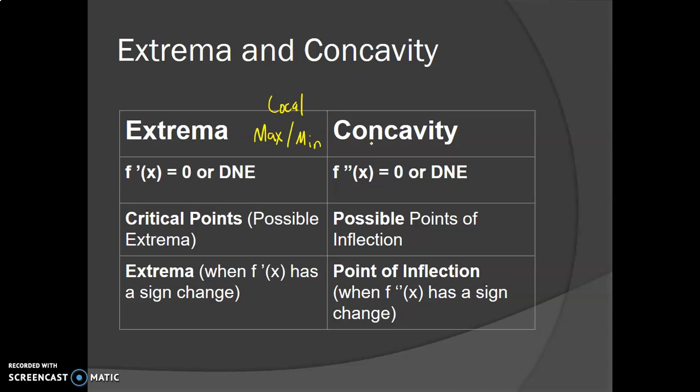The second derivative helps you answer questions about whether the original function is concave up or concave down. It can also help you find points of inflection. Possible points of inflection happen when the second derivative is 0 or undefined. The actual point of inflection happens if we change sign on either side there, so positive to negative or negative to positive.